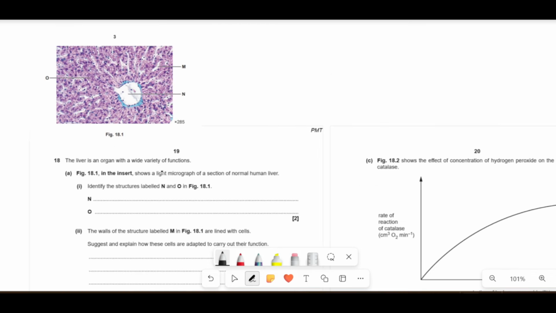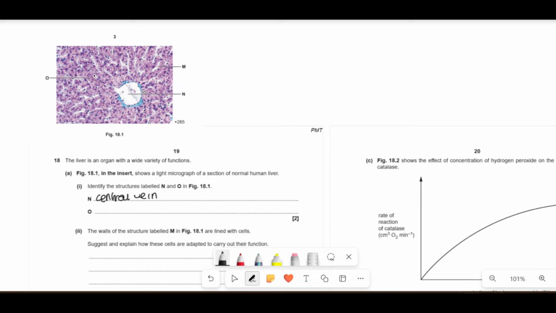Okay, so the liver is an organ with a wide variety of functions. Figure 18.1, which I've got here, shows a light micrograph of a section of a normal human liver. Identify what N and O are. In your liver, you need to be able to recognize stuff in tissues. In these parts here, that whitish, large circular bit is your central vein.